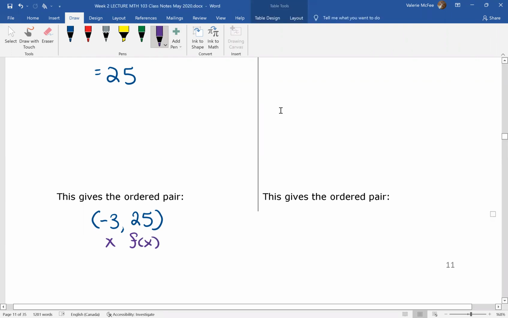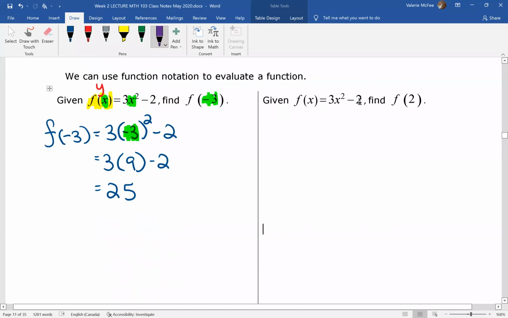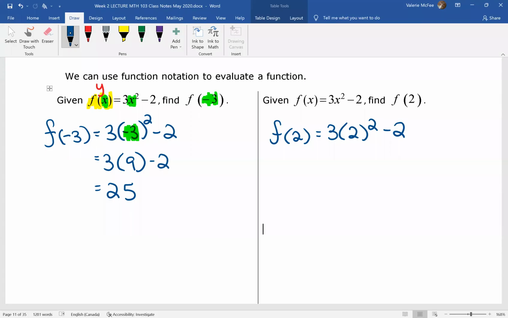Let's look at the next example. Given the same function, the f of x equals 3x squared minus 2, find the f of 2. Pause your video, give it a try. The substituting is often the hardest part. Remember, if we change x, in this case to 2, this x needs to change as well. So we have 3 times 4 minus 2, 12 minus 2 is 10.